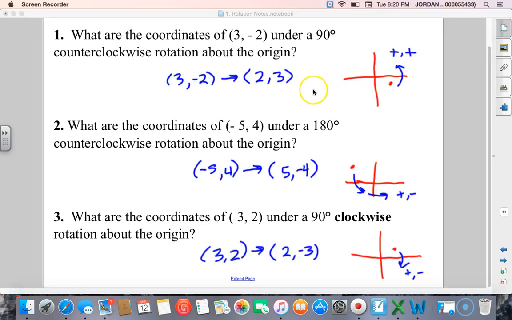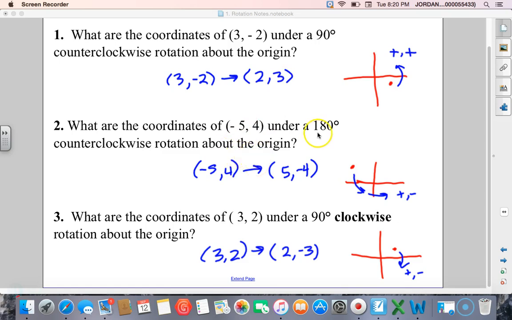Quick, so just to move the point 3, -2, 90 degrees counterclockwise. So you're going to have a point down here. You're going to move it to this quadrant where everything's positive. Since you're going 90 degrees, you need to swap the X and Y. So we swap them, move the 2 here and the 3 here. And since it's in this quadrant now, everything's going to be positive. It's +2, +3 would be the new coordinate point.